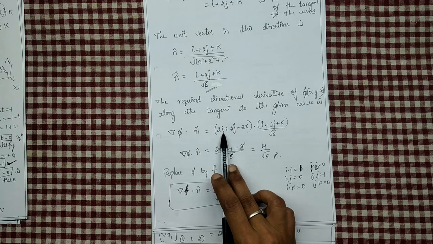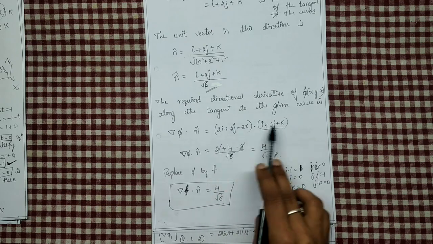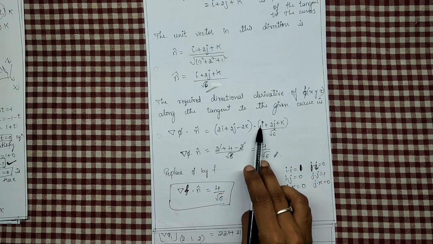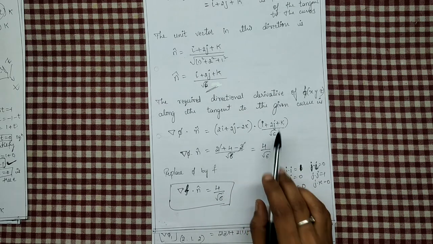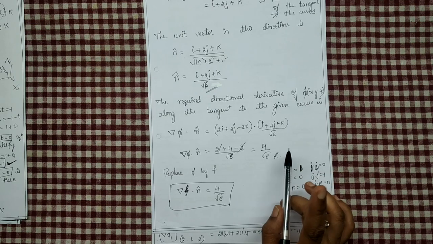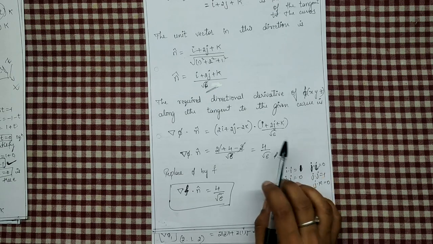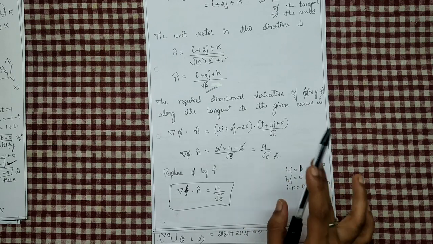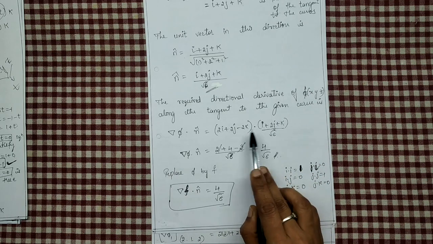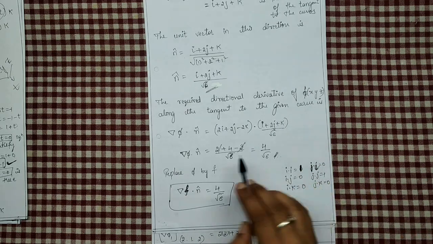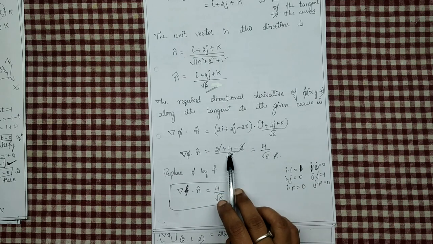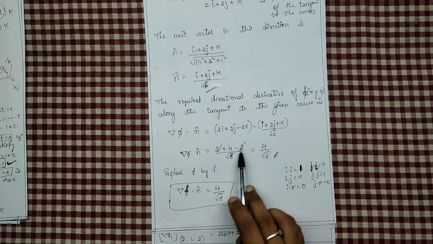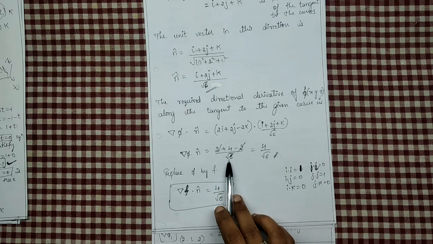I told you already, i into i is 1, i into j is 0, i into k is 0. j into i is 0, j into j is 1, j into k is again 0. The same components if you multiply give 1 in dot product. The other components if you multiply give 0. So k into i is 0, k into j is 0, k into k is 1. Now 2 into 1 is 2, plus 2 into 2 is 4, plus minus 2 into plus 1 is minus 2. So minus 2 plus 2 got cancelled, giving 4 divided by root 6.